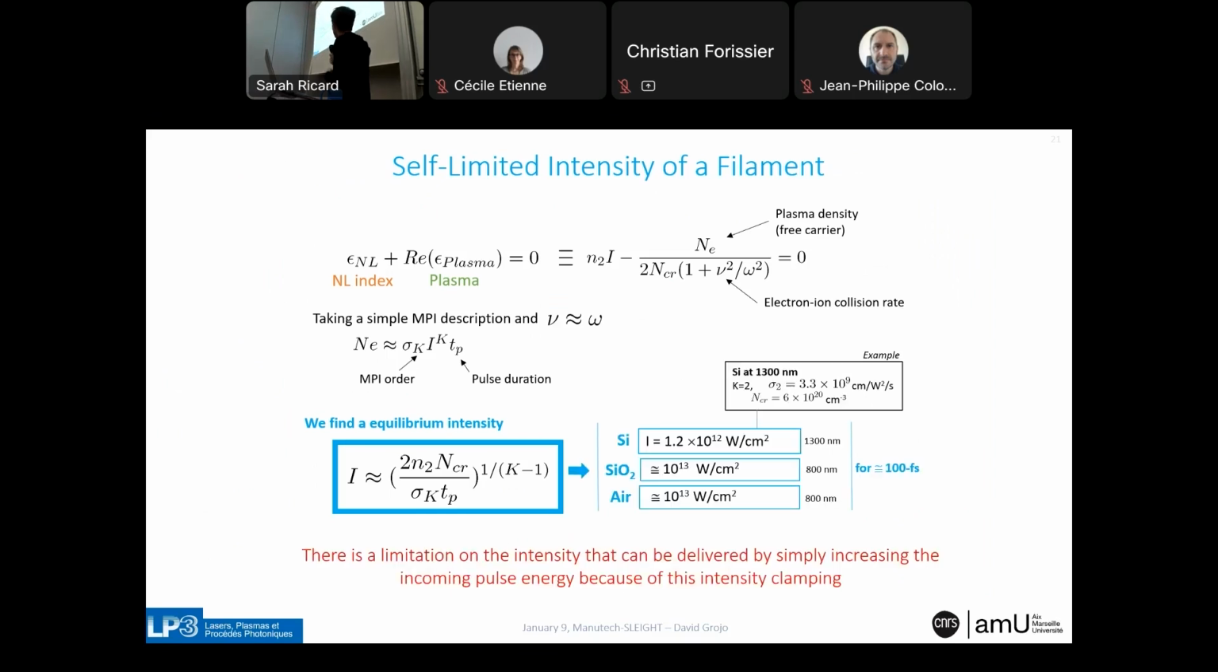If you put the numbers for silicon, fused silica, or air, these are the intensity levels you find. The main point there is that we have lasers that can, in principle, deliver intensities much higher than these numbers. But in practice, when you start to interact with the material, the physics will impose this intensity level. So that's also something that is very important to consider. And people talk about intensity clamping in the sense that the intensity will tend to saturate, depending on materials, at given numbers.